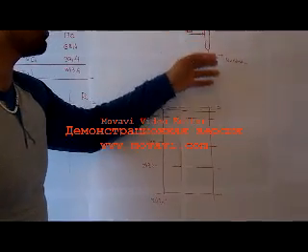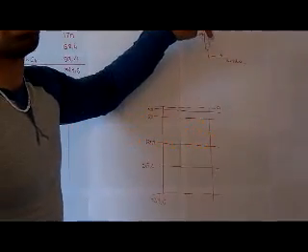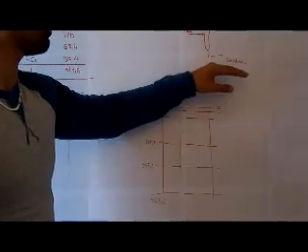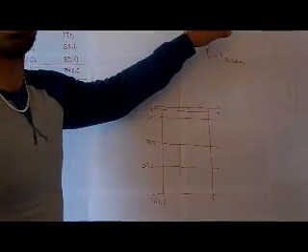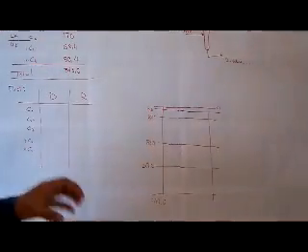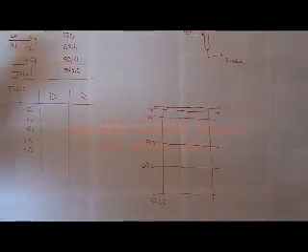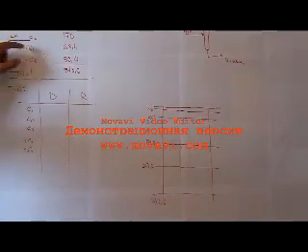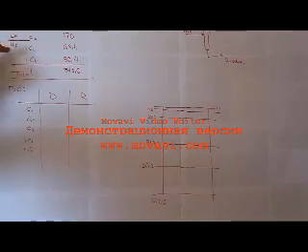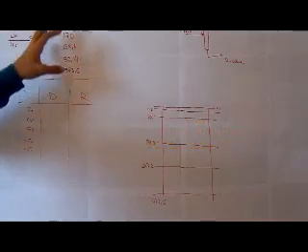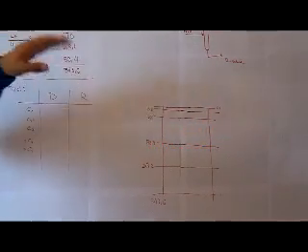We have the feed, the bottom product, and the top product. The bottom product is called residue and the top product is called distillate. For our given case, we will assume that the light key is C3 and the heavy key is ISO C4, and this is the flow rate of the components inside the feed.